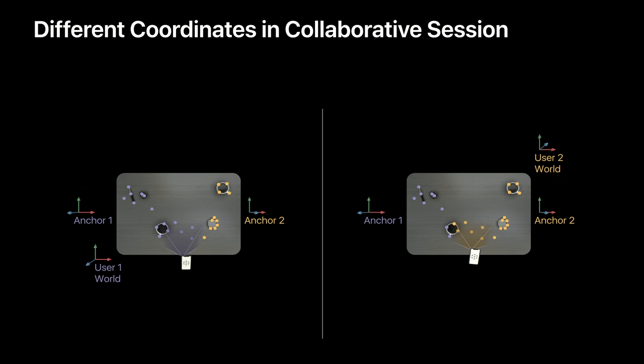Note that at this point, users still have different world coordinates, but because our AR anchors are attached to the map, the user can still see the virtual object at the right physical location. And that is why it is important to use AR anchors in collaborative session. So let's take a look at how to use collaborative session in ARKit 3.